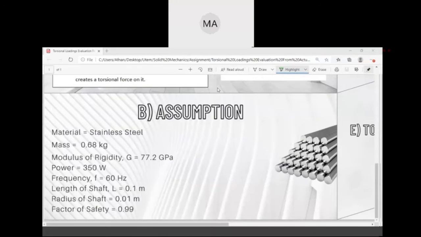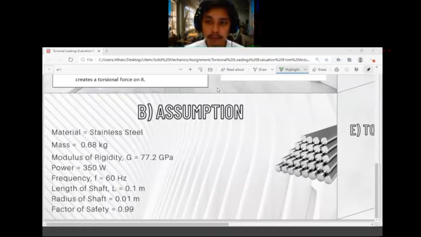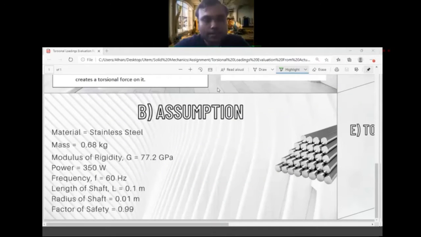Thank you, Muhammad Afnan. We assume this mixer beater is made from stainless steel. The mass of this beater is 0.68 kg. Based on the stainless steel material, we get the modulus of rigidity equal to 77.2 gigapascal. The power is 350 watt. Frequency is equal to 60 hertz. The length of the shaft is 0.1 meter. The radius of the shaft is 0.01 meter.